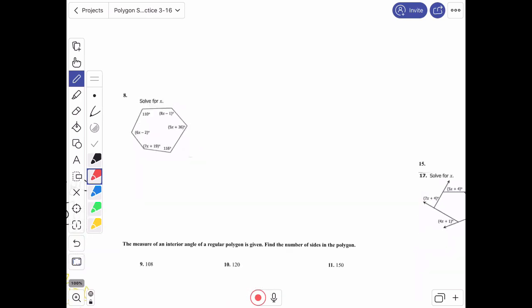So if I start with problem number 8, I have a 1, 2, 3, 4, 5, 6-sided shape, so that's a hexagon. I know hexagons have 720 degrees on their interior angles for their sum. If you didn't memorize that, then all you gotta use is this formula and you're good to go. So I know that if I take 110 plus 8x minus 1 plus 5x plus 36 plus 116 plus 7x plus 19 plus 6x minus 2, that they should equal 720.